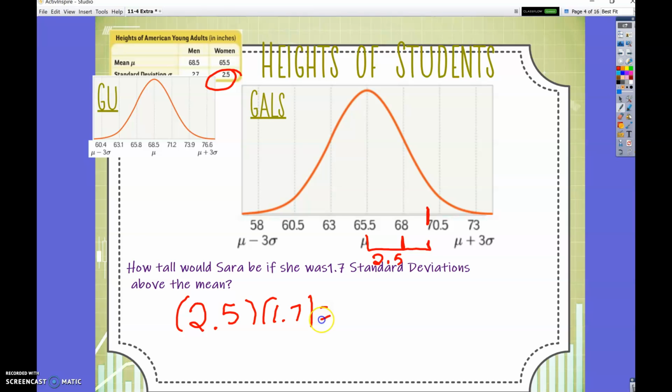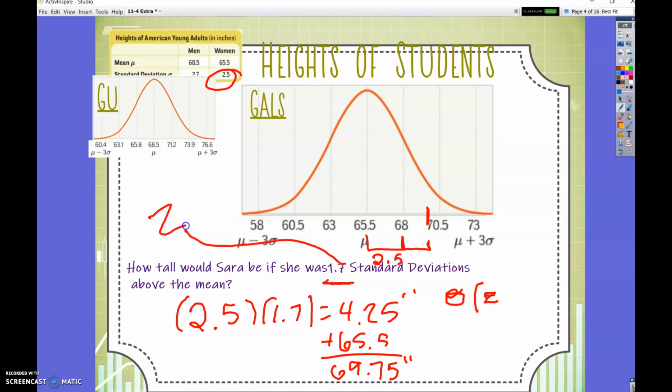So she is 4.25 inches above the mean. That means we need to add on the mean, and she will be 69.75 inches tall. So each time we did this, we took the standard deviation of our curve in general, like 2.5 or 2.7, times their standard deviation. We're going to refer to this number, their 1.7, as her z-score. Z-score is basically how many standard deviations a certain data point is away from the mean.